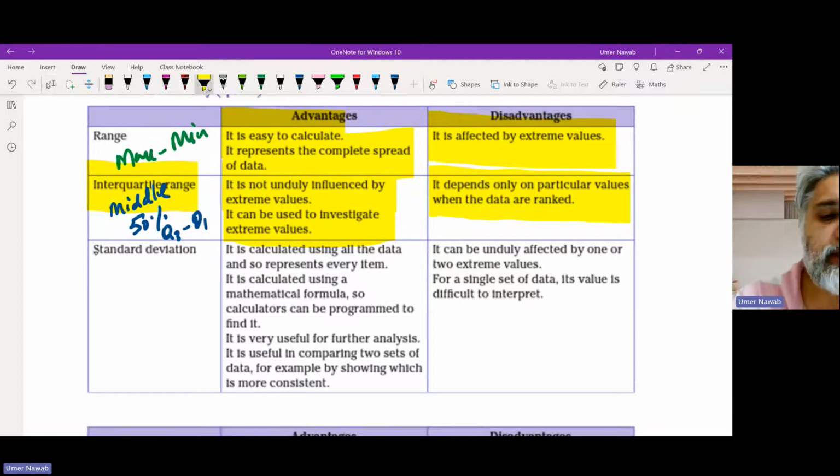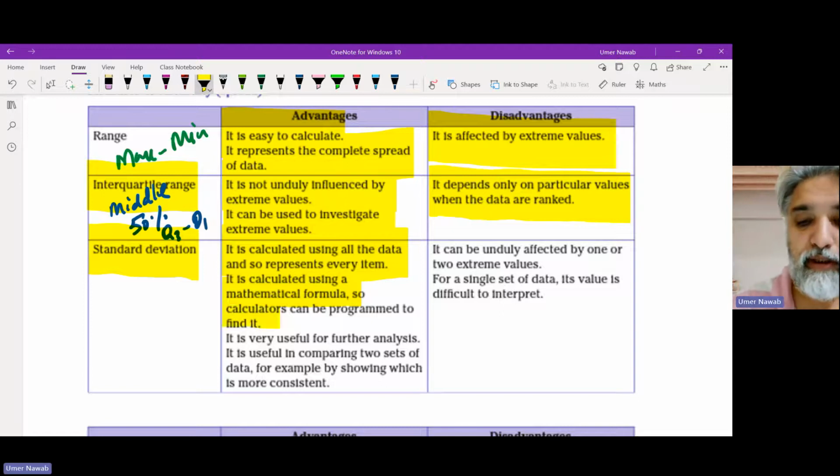Standard deviation is another way of measuring variability. It is calculated using the data, so it represents every item. Same thing, standard deviation is related to the mean, because if you calculate the mean, you can find the standard deviation on the basis of the provided mean. So in the mean, we used all the data set values. Same thing in standard deviation, we used every value.